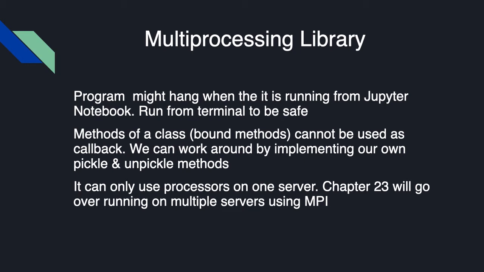Because the multiprocessing library schedules tasks on different processors, it is necessary to serialize and deserialize our Python objects between the processors. And last but not least, the multiprocessing library can only use processors on your machine. It cannot send tasks to run on processors of a different server. In chapter 23 of the book, it will talk about how to communicate between different servers using MPI, which stands for Message Passing Interface.